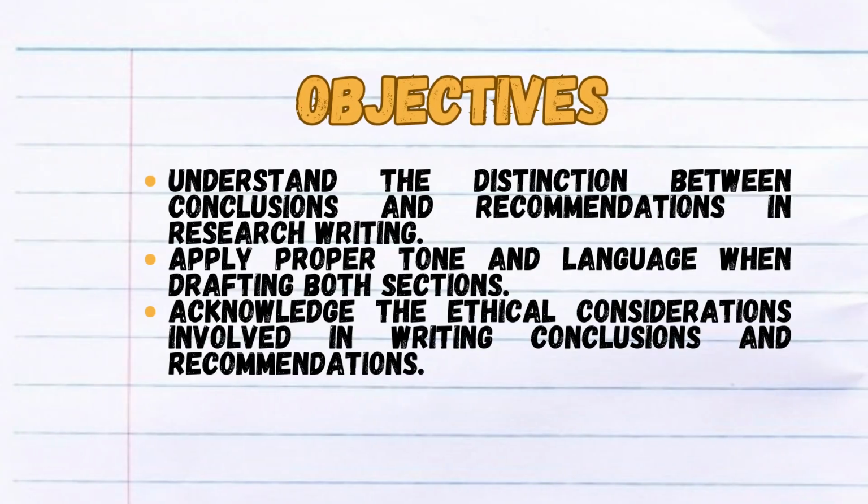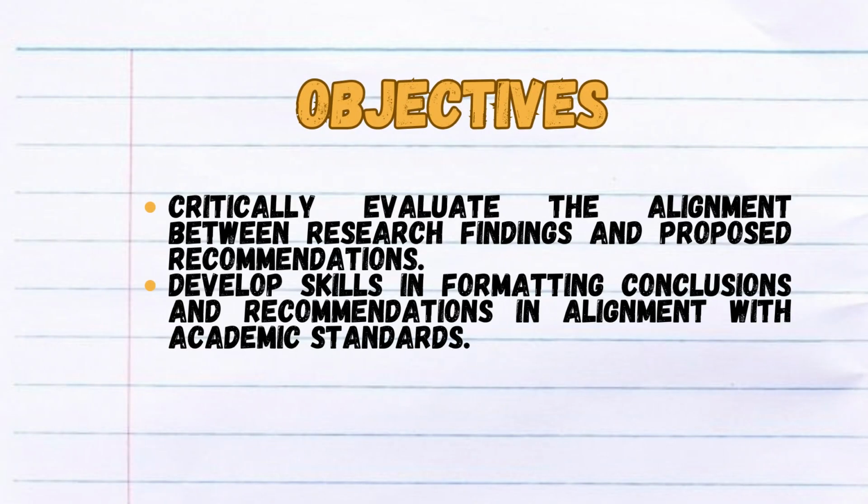Our objectives for this lesson will be to first understand the distinction between conclusions and recommendations in research writing, apply the proper tone and language when drafting both sections, acknowledge the ethical considerations involved in writing conclusions and recommendations, critically evaluate the alignment between research findings and proposed recommendations, and finally, develop skills in formatting conclusions and recommendations in alignment with academic standards.